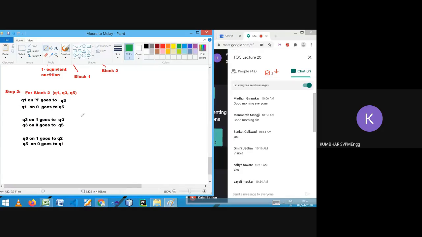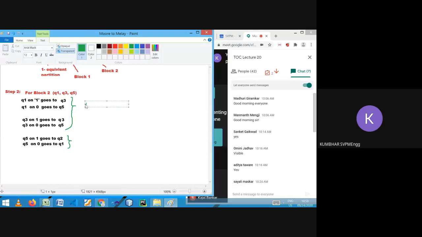Now if you can observe, we find that the behavior of Q1 and Q3 is the same. On 1, Q1 is going to Q3 and Q3 is also going to Q3. On 0, Q1 is going to Q5 and Q3 is also going to Q5. So this is one group, but the behavior of Q5 is different, so this will be another group. Are you getting me?